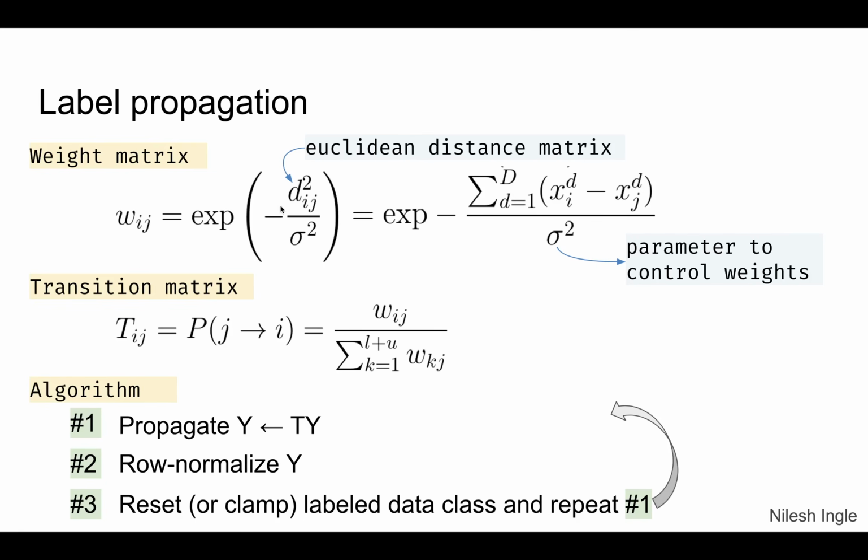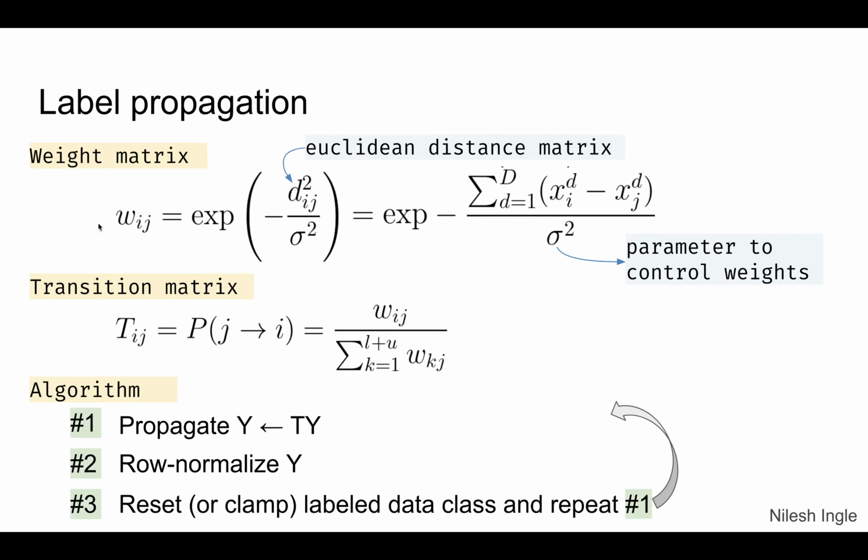And that's exactly what is done. So the first step is to calculate the weight matrix, which is shown by this relation here, wij, which is equal to exponential of minus this Euclidean distance matrix divided by sigma square. So sigma is the parameter that controls the weight, and this is just the difference between the two values of xi and xj.